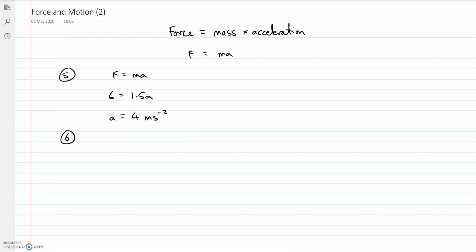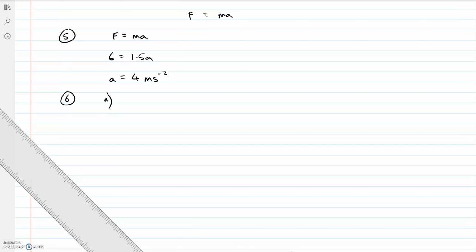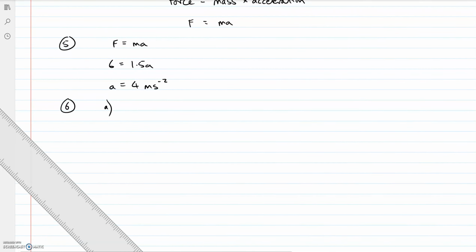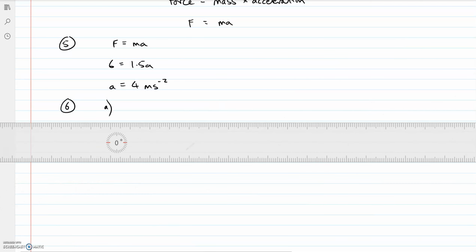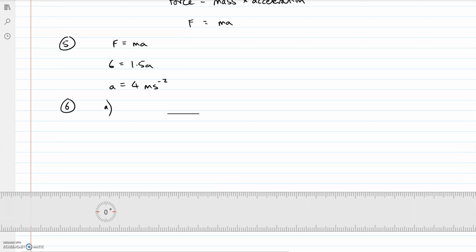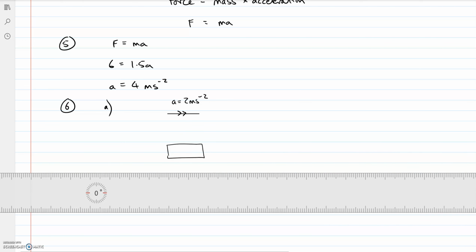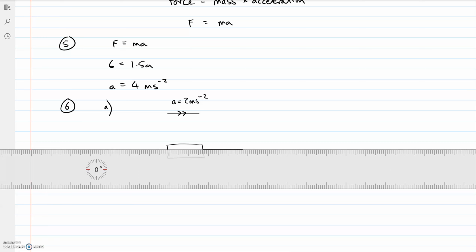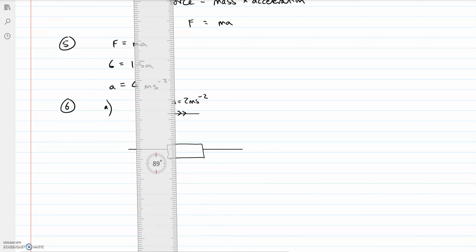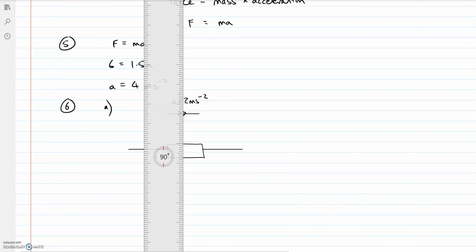So for number 6, we've got a couple of diagrams here which help us to understand what's going on as well. So I'll draw them out. You've got them already written down for you. In the first one, it says the body is accelerating as shown. So part A is accelerating to the right at 2 meters per second squared. We've got a box, an object of some sort. We've got horizontal forces acting in both directions, and we've got vertical forces acting in both directions as well.